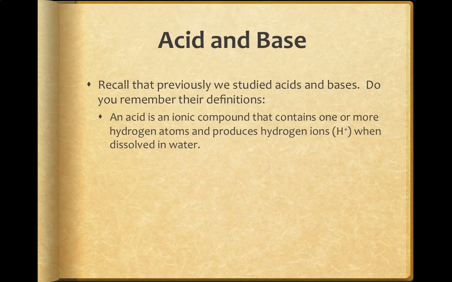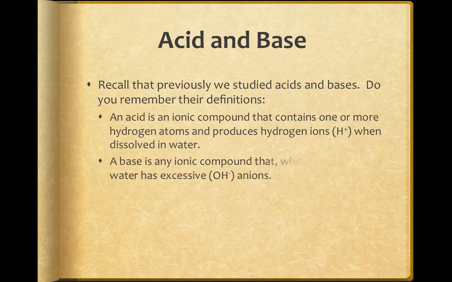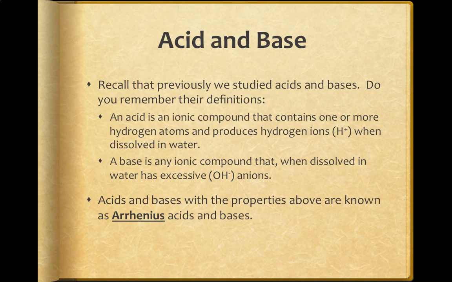An acid is an ionic compound that contains hydrogen and produces ions. So we get the H plus when you dissolve it in water. It's going to break apart, and we're going to get all these H pluses floating around. A base, with our first definition, is when you dissolve it in water, it has a lot of OH anions. Anions, remember, are negative. So acids produce the H plus, bases produce the OH minus. And these acids and bases are called Arrhenius acids and bases. This is a vocabulary term that you're going to want.